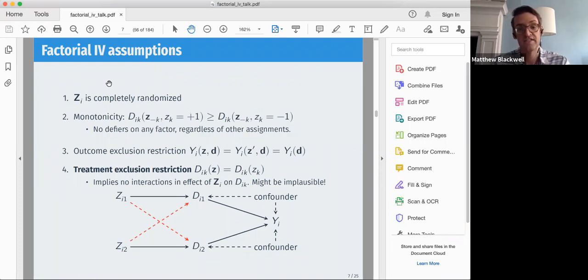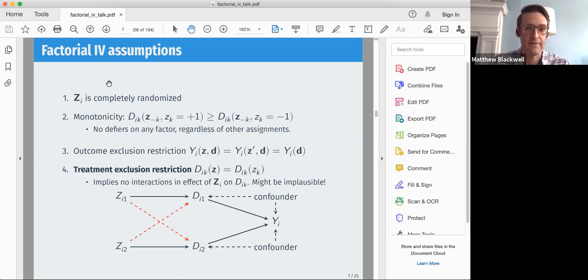There are a couple of things that are not necessarily in its favor, but are useful about it, is that this is actually a testable assumption. So you can evaluate whether or not you see interactions of Z on the different D values. And so that's one way it has testable implications that you can look at.